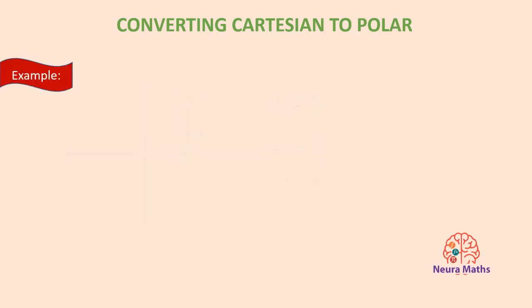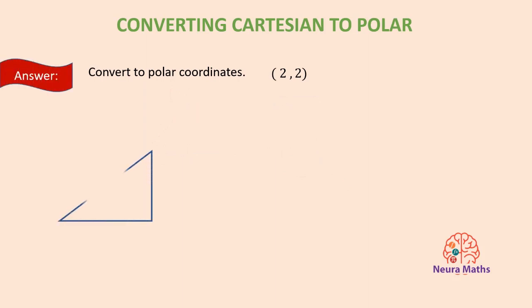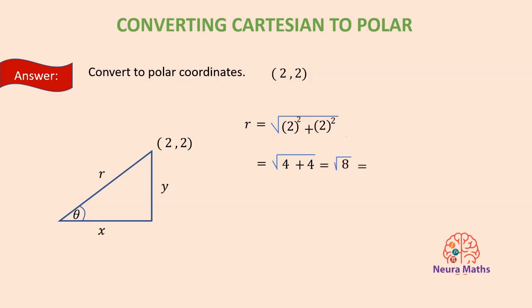For example, convert to the polar system the point (2, 2). To convert it to the polar system, we need to sketch this triangle and name the adjacent side x and the opposite side y. What is the r-coordinate of the point (2, 2)? The r-coordinate is the square root of x squared plus y squared, so r equals the square root of 2 squared plus 2 squared, which is root 8 or 2 root 2. What is the value of theta? The value of theta is equal to arctan of y over x, so theta equals arctan of 2 over 2, which is 1.